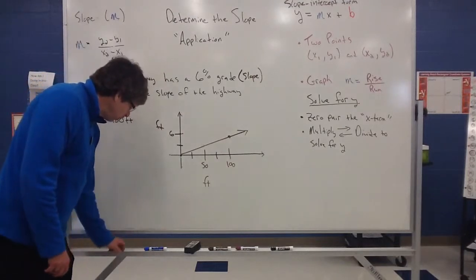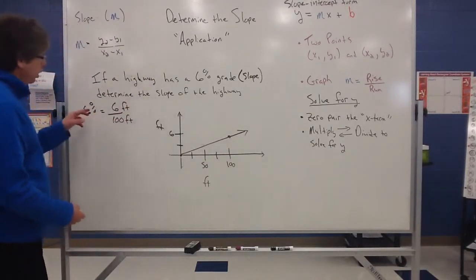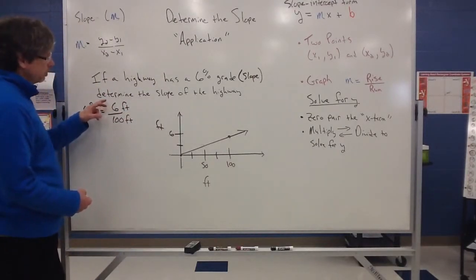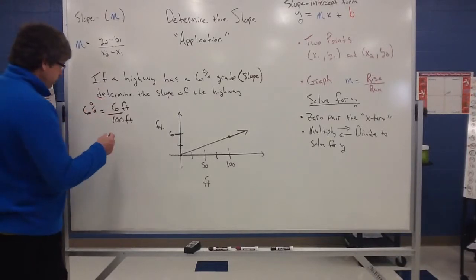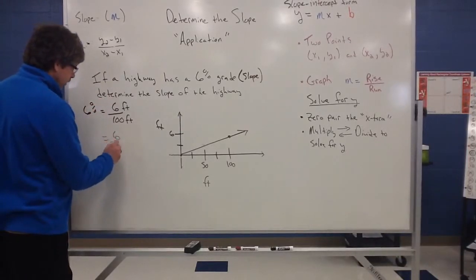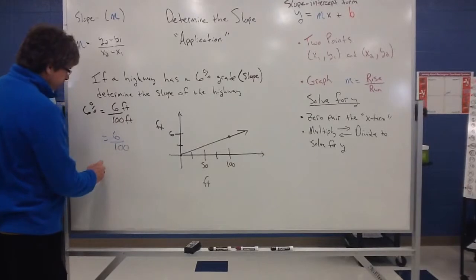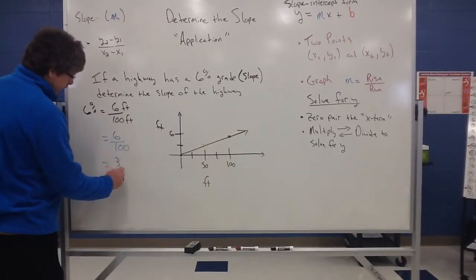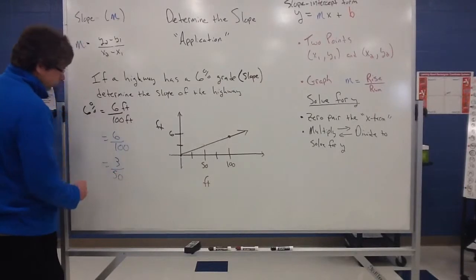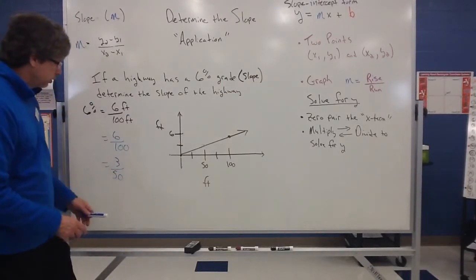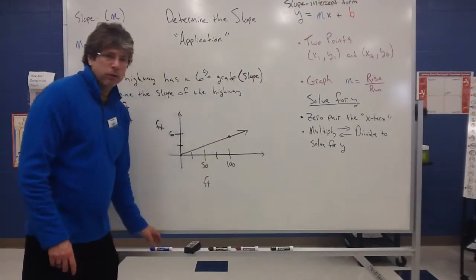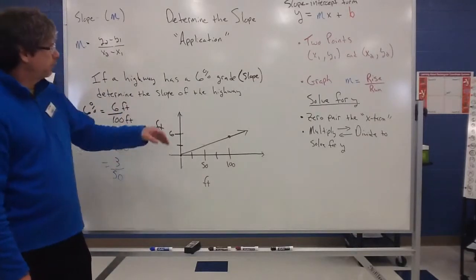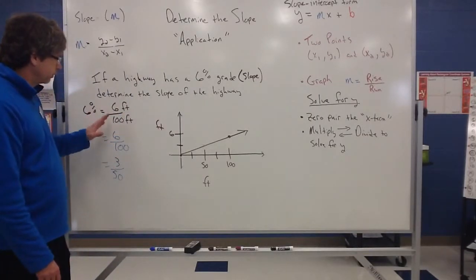So determining the slope, all I have to do is change this to 6 over 100, and that would be the slope. Now if I want to put that in lowest terms, I've got even numbers here, so I can divide by 2, make that 3 out of 50. So I could reduce that slope down to 3 out of 50. But either one of those will be acceptable answers, because the slope is simply a rise over run.